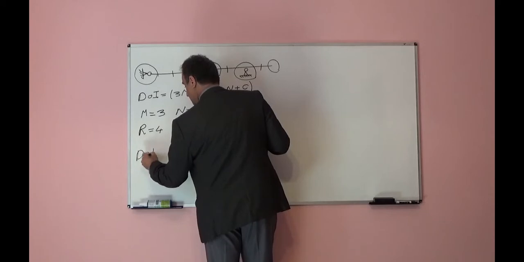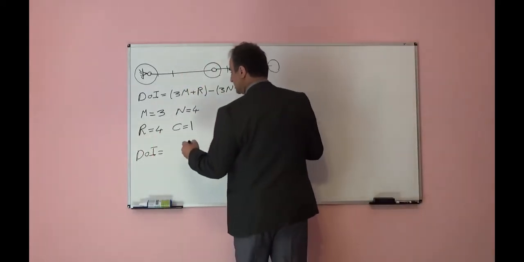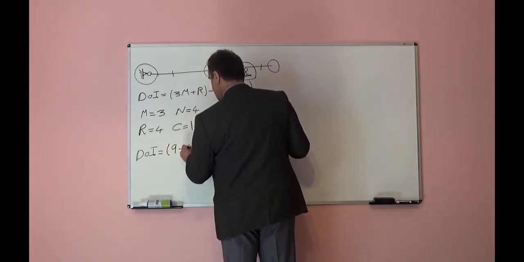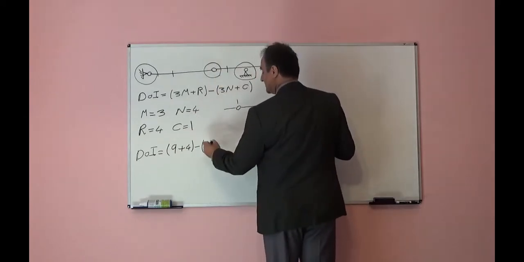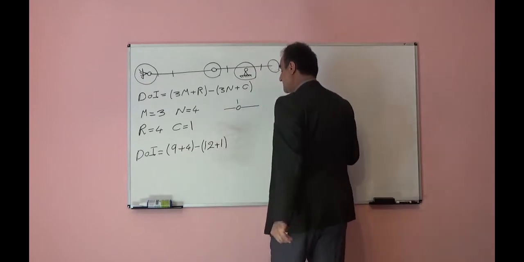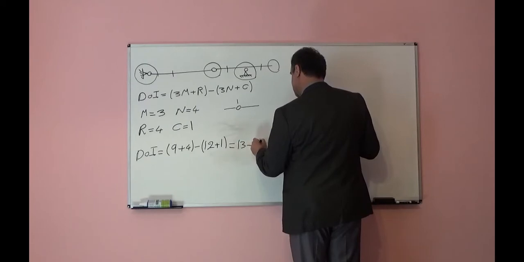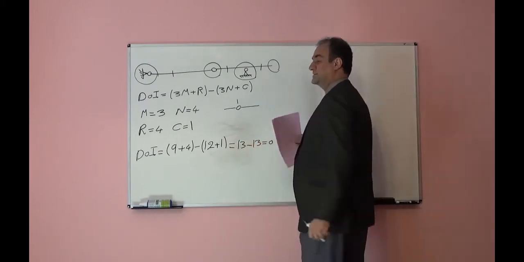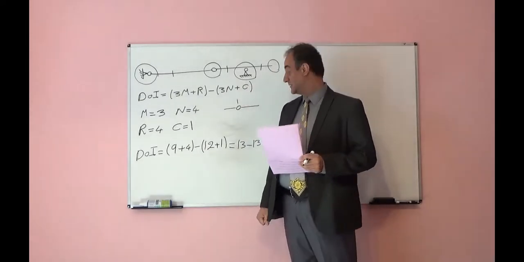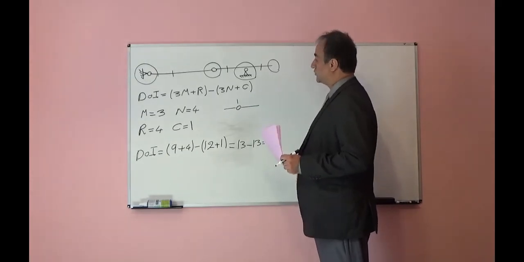Now, in order to see how many degrees this system is indeterminate: 3 times m will be 9, plus 4, minus 3 times n, 12, plus 1. From here, this will be 13 minus 13, equal to 0. So this system is not indeterminate, and the degree of indeterminacy is equal to 0.